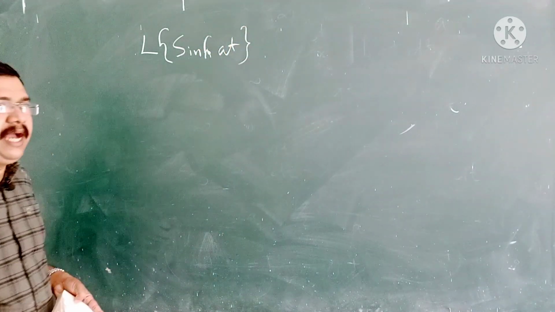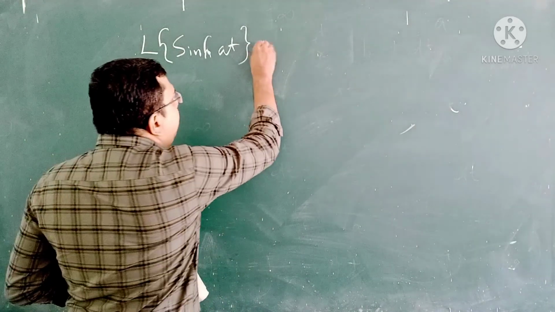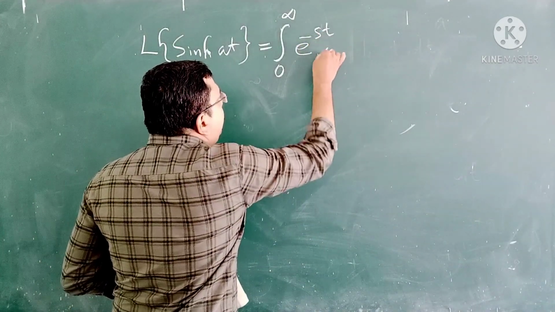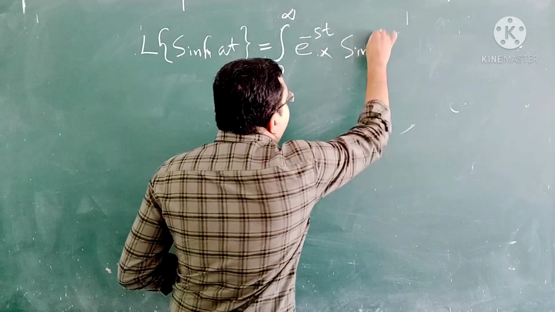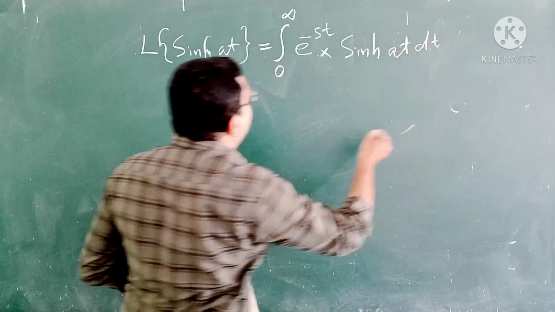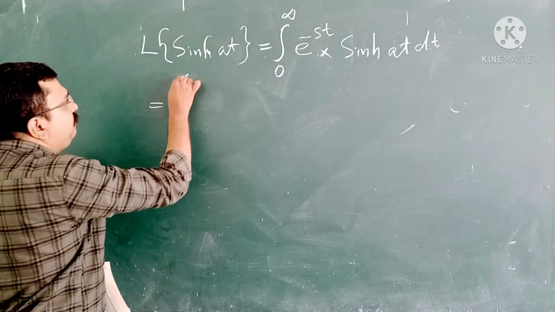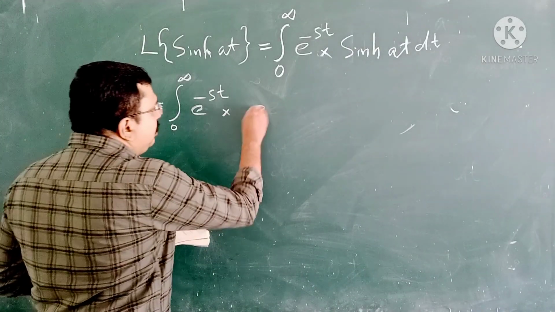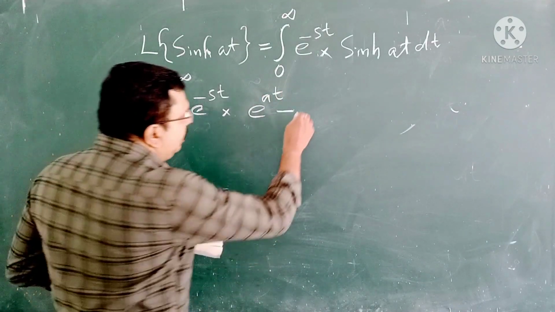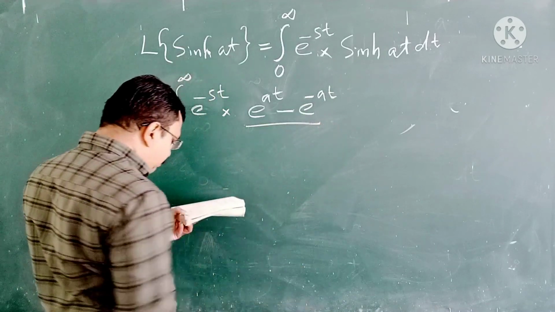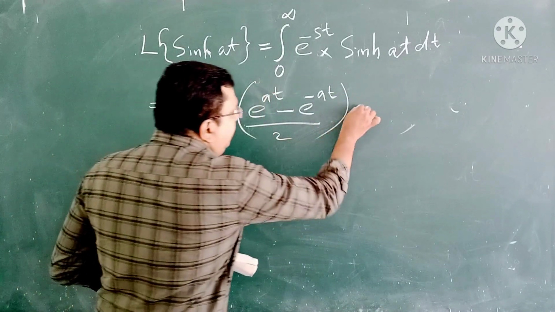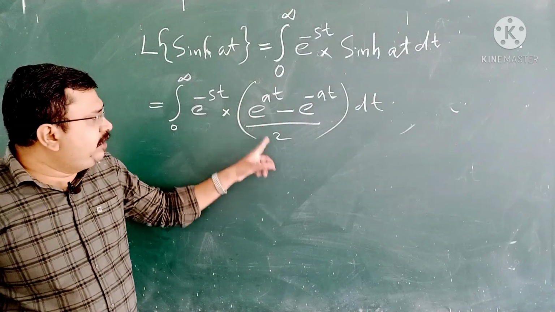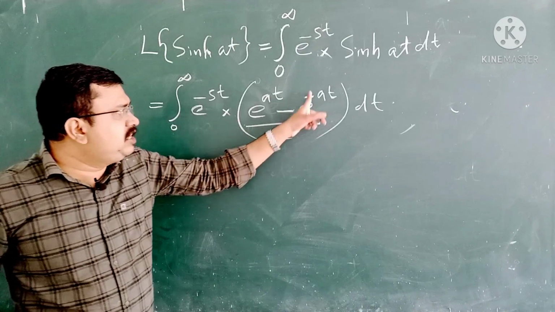Sin h at, that is the hyperbolic function for sine, this can be written as integral 0 to infinity e raised to minus st into sin h at dt. Okay, this is equal to integral 0 to infinity e raised to minus st into, what is sin h at, that is equal to e raised to at minus e raised to minus at divided by 2, dt. Okay, hyperbolic function for sine is sin h at is equal to, remember that, 1 by 2 into e raised to at minus e raised to minus at.